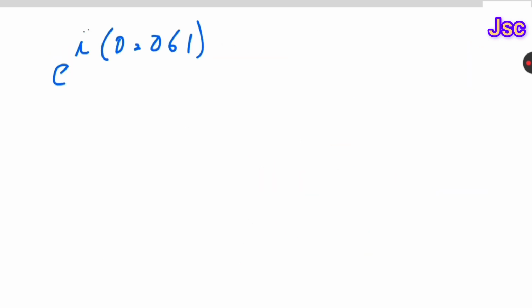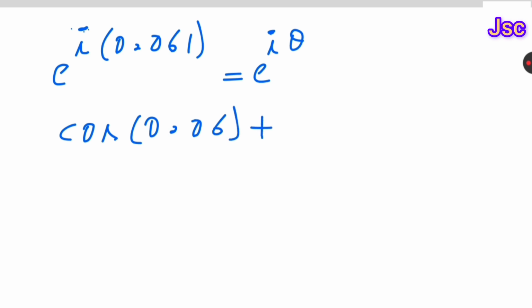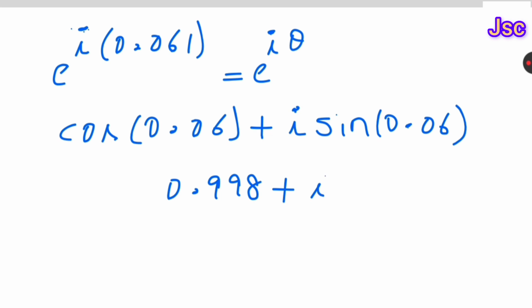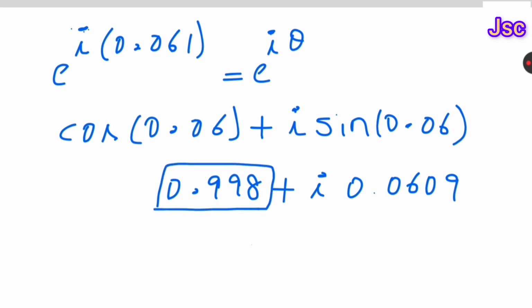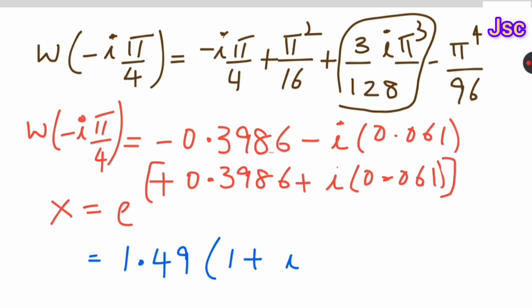It is in the form of Euler's identity, isn't it? e^(i theta). So if we write in terms of Euler's identity, that is cos theta plus i sin theta. So cos of 0.06, the value is 0.998, plus i times sine of 0.06, which gives 0.0609. Here 0.998 is nearly equal to 1. So just write 1 plus i times 0.0609.